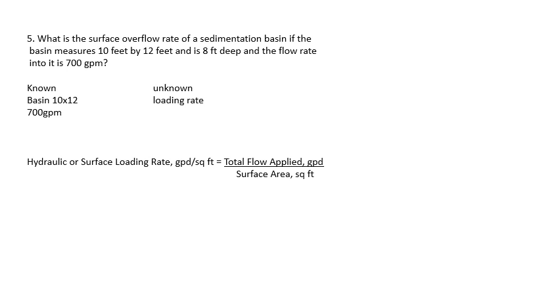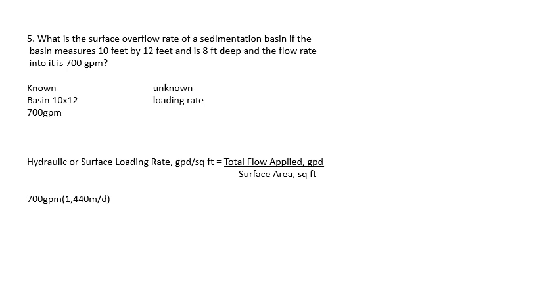Question number 5. What is the surface overflow rate of a sedimentation basin if the basin measures 10 feet by 12 feet and is 8 feet deep and the flow rate into it is 700 gallons per minute? So our knowns are our basin dimensions, which is 10 by 12. The depth does not matter in this formula because it's square feet, not cubic feet. We have the flow of 700 gallons per minute, and again, we're looking for the surface loading rate. So you're looking for the surface, not the volume of the tank, just the surface area.